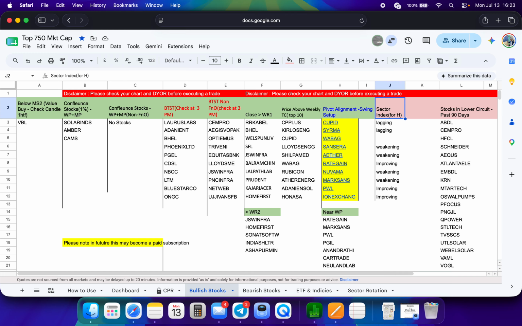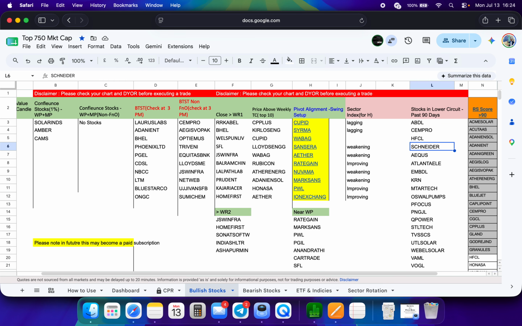Then you have the sector. I will come to sector rotation, which is the last tab, but I capture that here, whichever segment or sector Cupid belongs to, or Sirma belongs to, or maybe let's say Sansera, that is an engineering company. So if it belongs to the engineering industry, capital goods, where exactly is the sector: is it lagging, is it weak, is it strengthening, or is it already doing very well. So that is captured here.